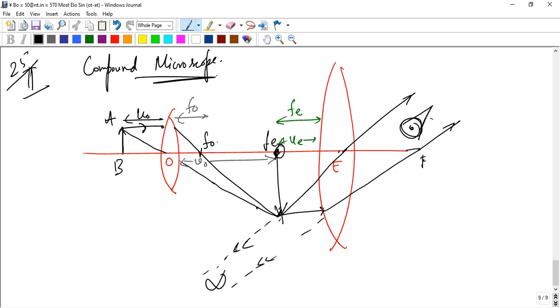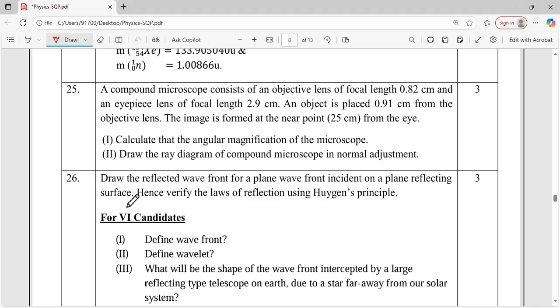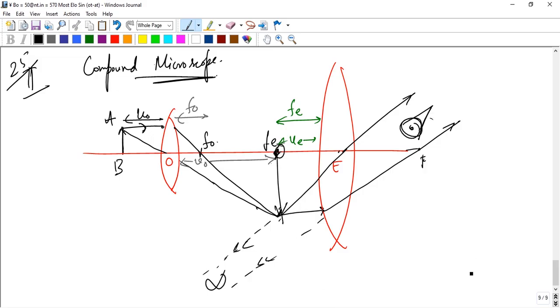Now the next question, question number 26. Draw the reflected wave front of a plane wave incident on a plane reflecting surface. Hence verify the laws of reflection using Huygens principle. Question 26.